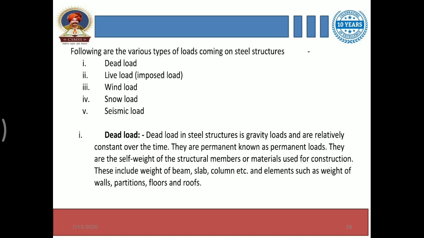for the design. This includes the weight of beam, slab, column, etc., and elements such as the weight of walls, partitions, floors, and roofs. All these members or parameters are the permanent members of the structure, and therefore the load of these members is permanent load, and that comes under the dead load.